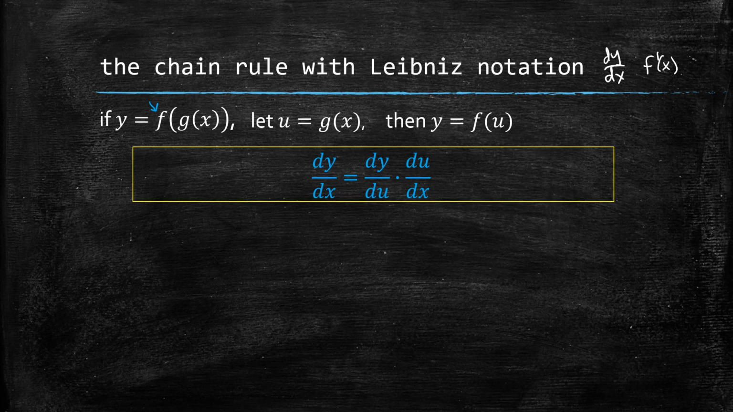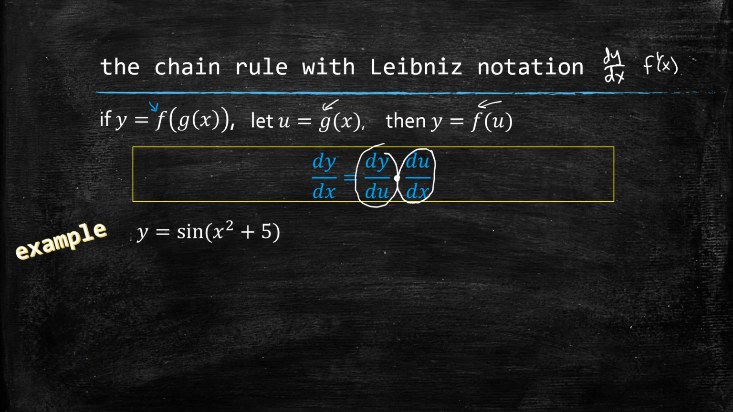But where does that product come from? So dy by du: y is just f, so dy by du is just the derivative of the outer function, keeping the inside function as if it was its own variable. And then it's times du by dx. Well, du by dx is just the derivative of the inside function, g of x. So it makes sense. It makes even more sense when you do an example.